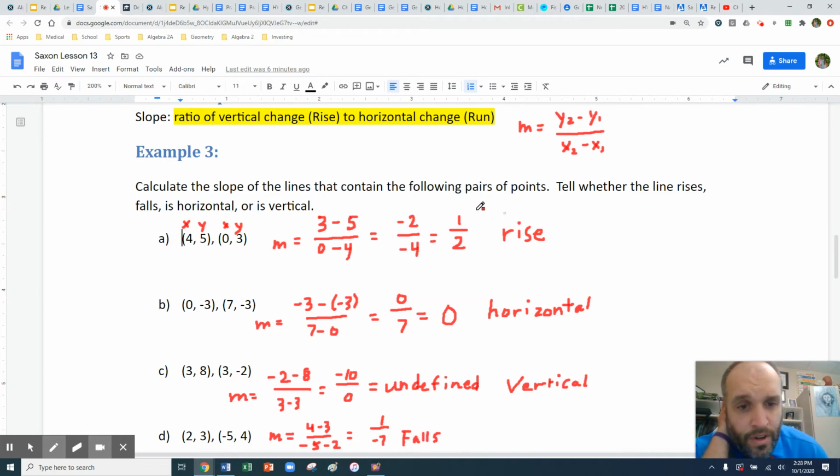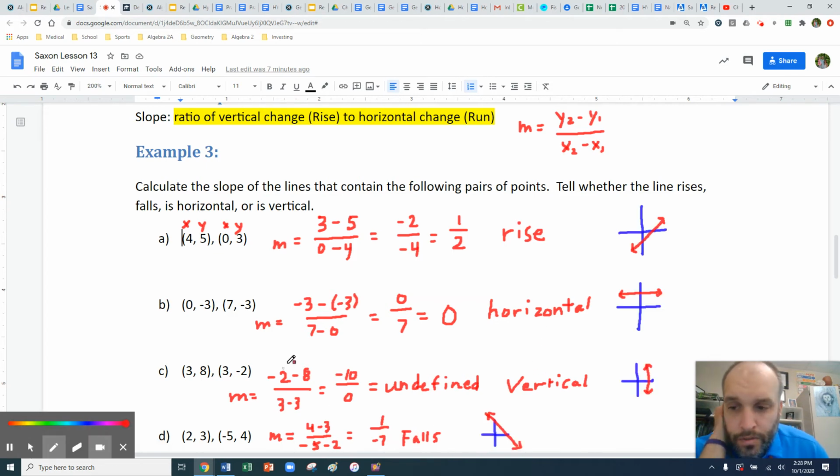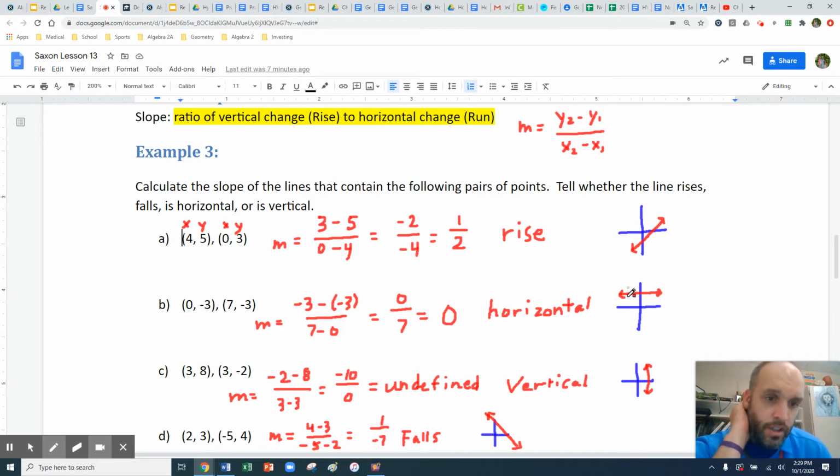So to recap, if we have a positive slope, it rises. A 0 slope, it's horizontal. Undefined, it's vertical. And then if it's a slope that's negative, you will see it fall from left to right. For visual learners, you may want to include a little picture of what each looks like. So we're always reading our graph left to right. So positive rises, horizontal, vertical, and then negative is going to go down to the right.